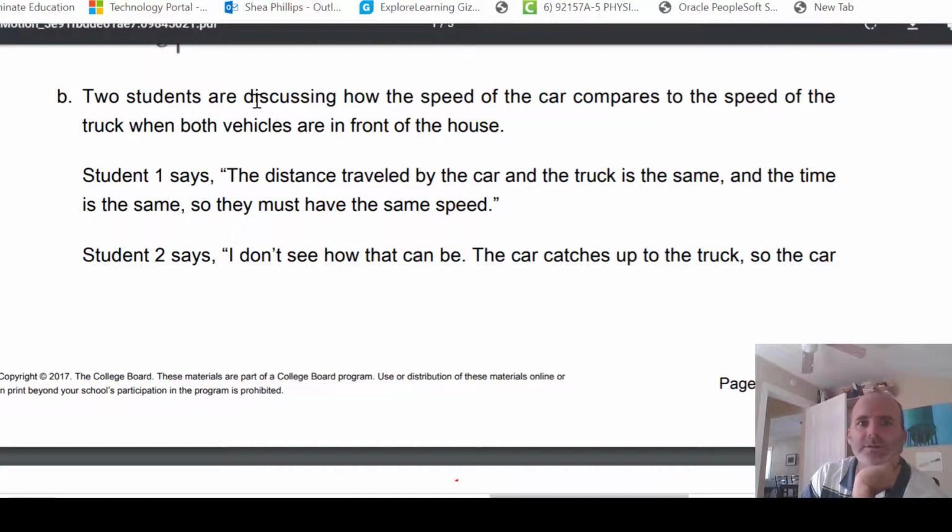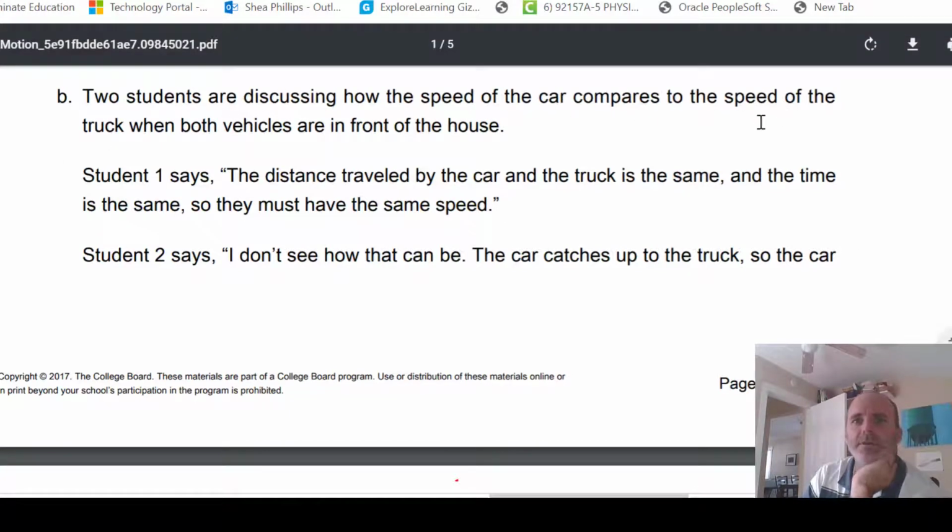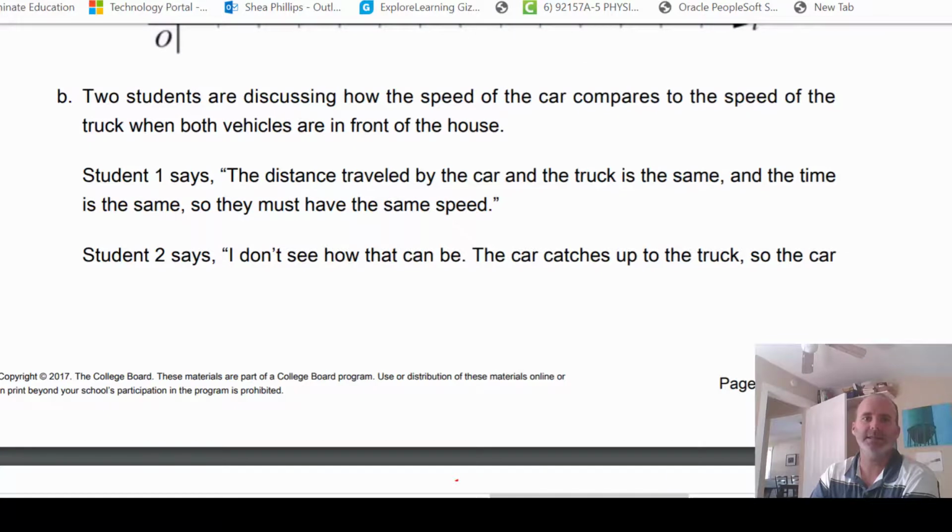Okay, so the two students are discussing how the speed of the car compares to the speed of the truck when both vehicles are in front of the house. So we looked at that, and let's see what student 1 says. He says the distance traveled by the car and the truck is the same and the time is the same. So they must have the same speed.